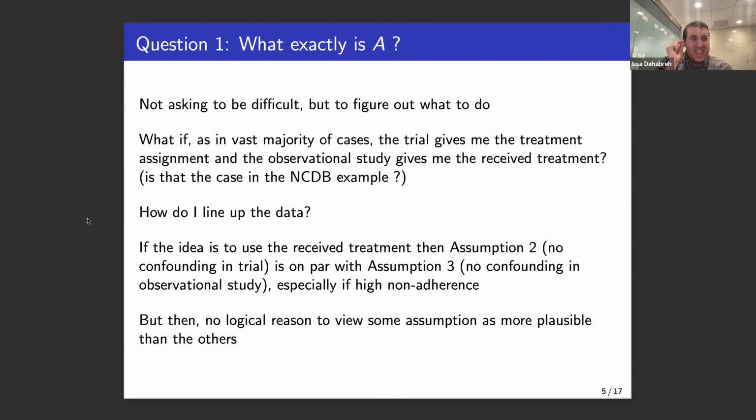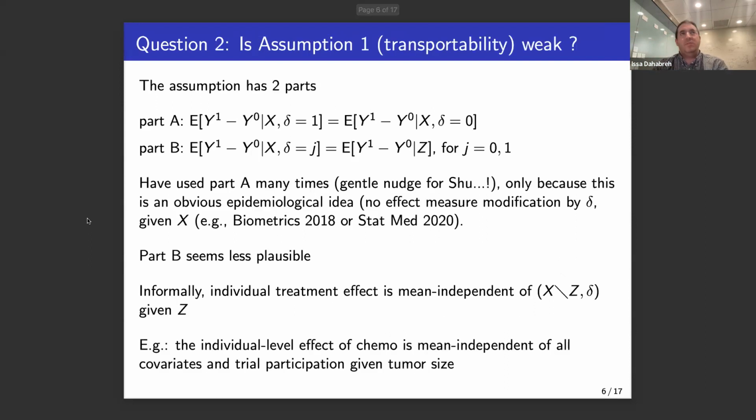And if the idea is to use the received treatment, both in the trial and in the observational study, then assumption 2, which is the no confounding in the trial, seems to me to be on par with assumption 3, because there may be unmeasured causes of the non-adherence in the trial. And so if the two assumptions are on par, I don't see any logical reason to pick one as more plausible than the other. And so the parameterization seems to favor violations of assumption 3 versus 2. So that's the first kind of question. What is A? How do I think about it?